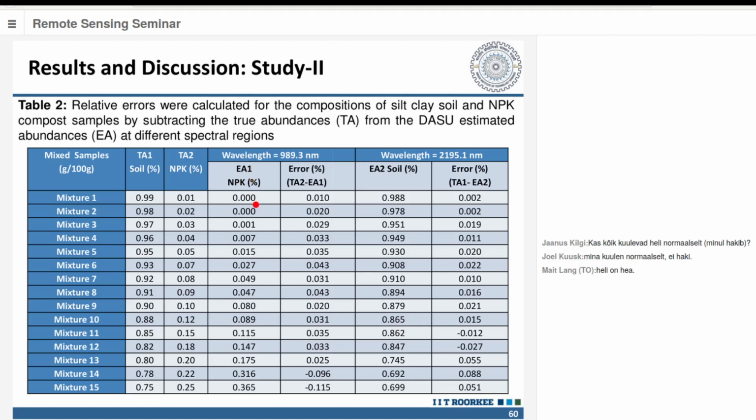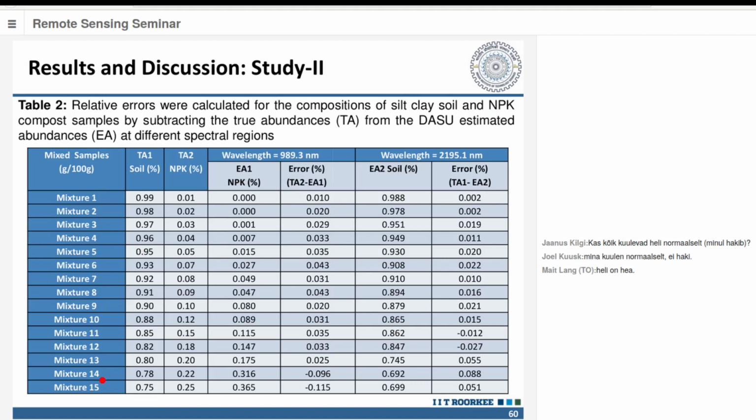And these are the observations which I have calculated using equation 4. So these are the true abundance values. This is mixture 1, mixture 2, mixture 3. These are the samples which I have prepared, 15 mixed samples using the soil samples. This is the NPK sample, and this is for the clay soil and the NPK samples.